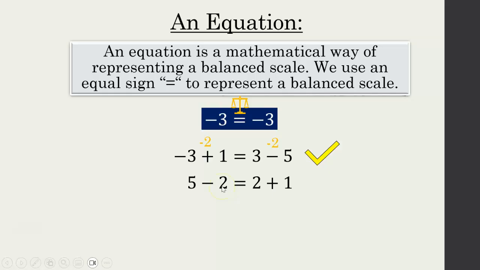What about this one? 5 minus 2. Okay, so that's going to be what? That's going to be 3. And 2 plus 1. Well, that's going to be 3. Both sides are the same. So yeah, that's also balanced. If I had 3 blocks on one side, 3 blocks on another side. Okay, 7 minus 2 and 12 minus 5. Well, no, that's an obvious one because 7 minus 2 is 5. 12 minus 5 is 7. So there are obviously different numbers on each side of the weighing scales or the equal sign. So it's not equal.